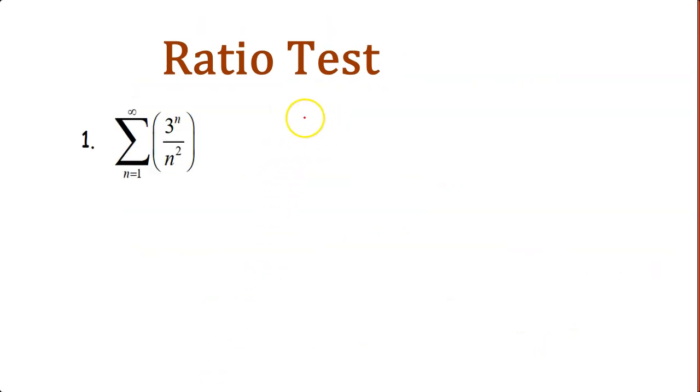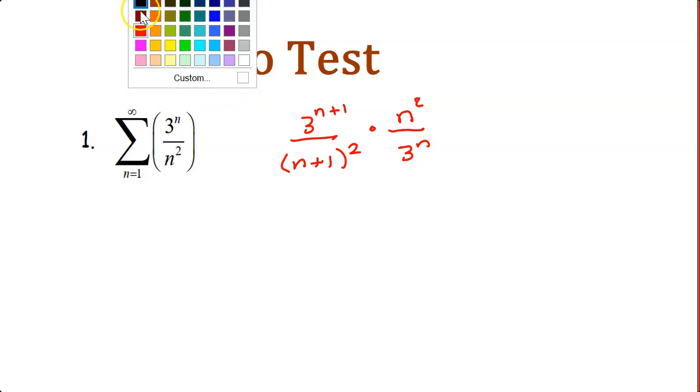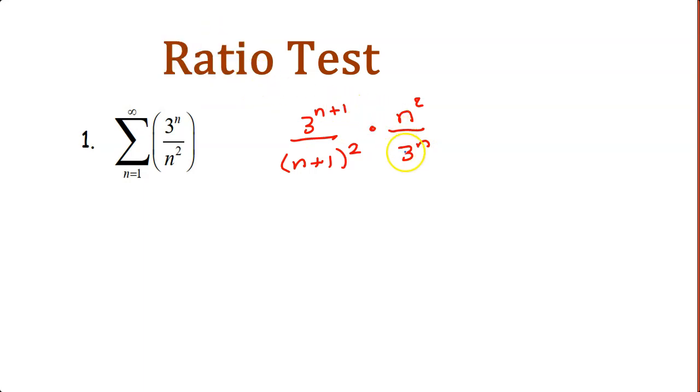So the ratio test, I'm going to take 3 to the n plus 1, divide that by n plus 1 squared. And instead of showing the division step, we're going to multiply by the reciprocal automatically, n squared over 3 to the n. Now exponentials in the ratio test can be cleaned up. We're dividing like bases. So when you divide like bases, you subtract exponents. So n plus 1 minus n is just 1. So this leaves me at 3.